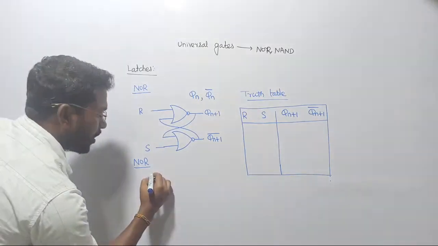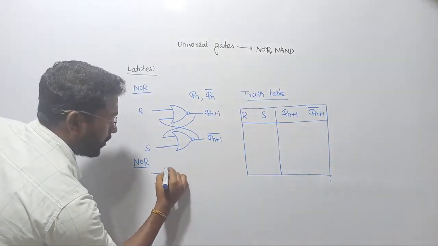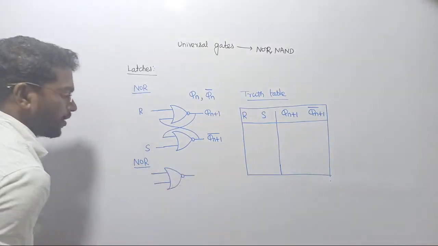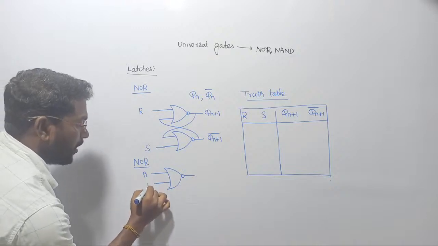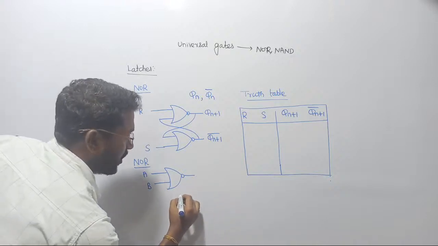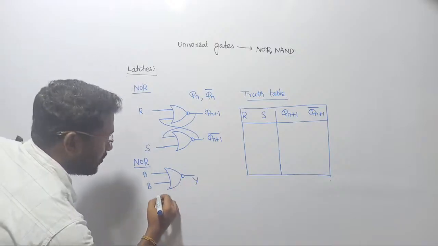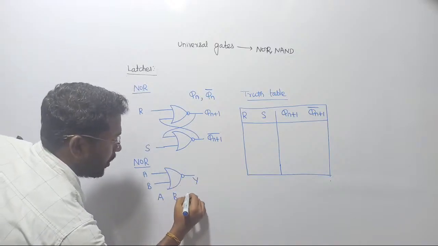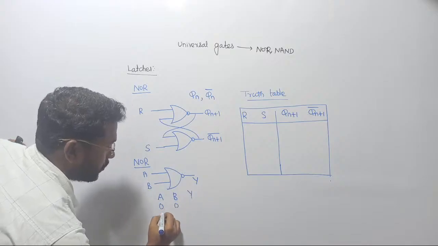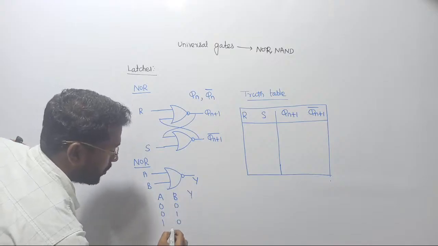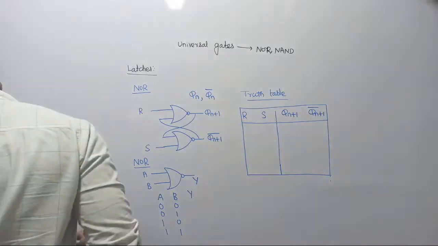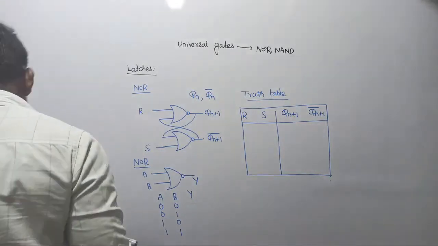Now in a NOR gate, usually we have two input terminals, right? Let us consider A and B as the inputs and the output Y, such that A, B take the combinations 0 0, 0 1, 1 0, 1 1. Is it visible to you all? Yeah, that is visible, right?